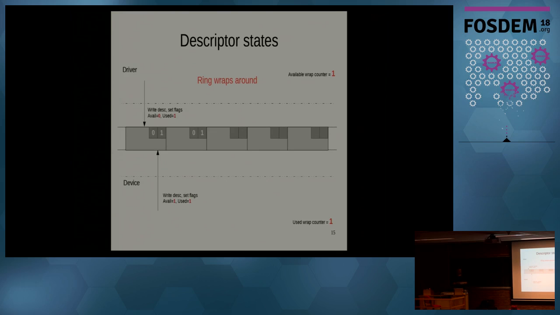So what do we get by these counters? Flipping the counter values allows the host and guest to detect new available descriptors even after the ring has wrapped. Because it could be that some descriptors were not touched in one pass of the ring because we skipped them. And this way we will know that this descriptor was made available and is currently to be used.